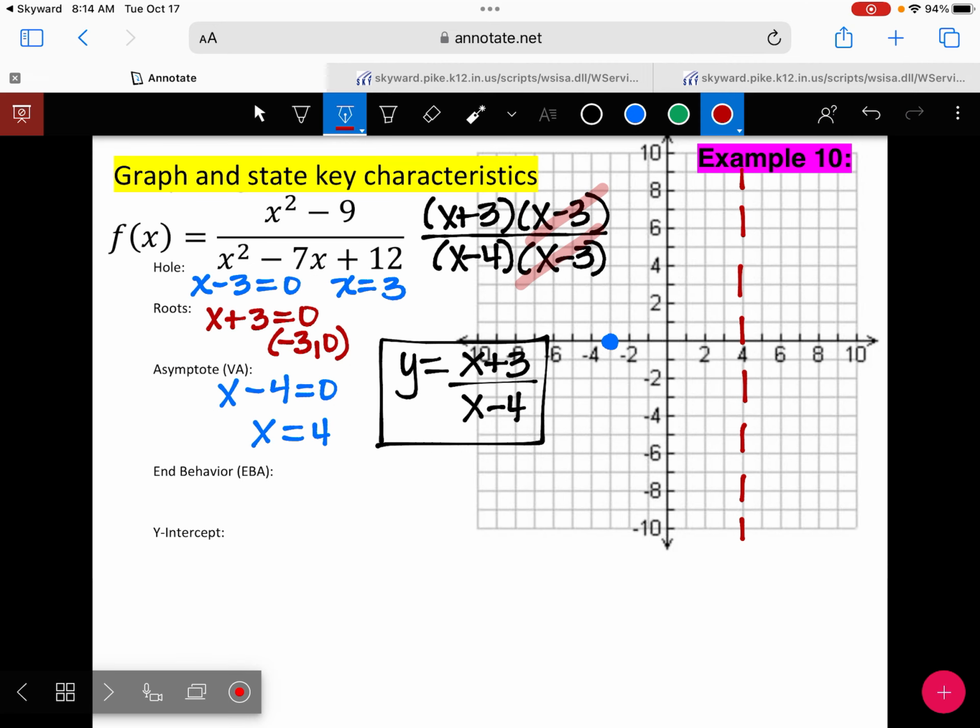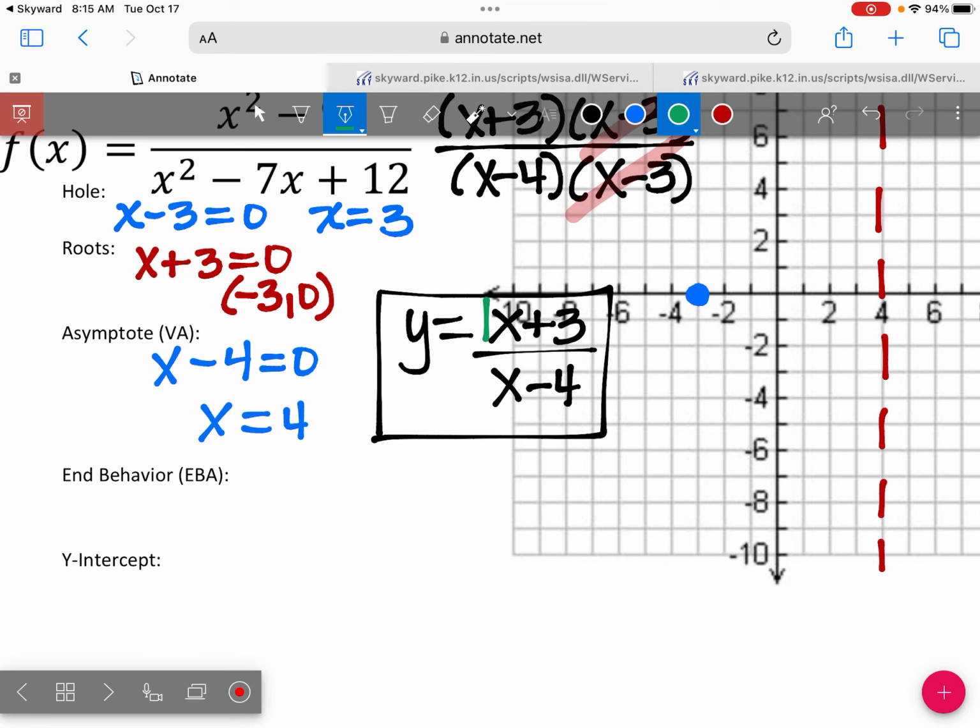All right, end behavior. Is this top heavy, bottom heavy, or balanced? Balanced. So you're going to divide 1 by 1. So y equals 1 divided by 1, or y equals just 1. Go ahead and draw that in.